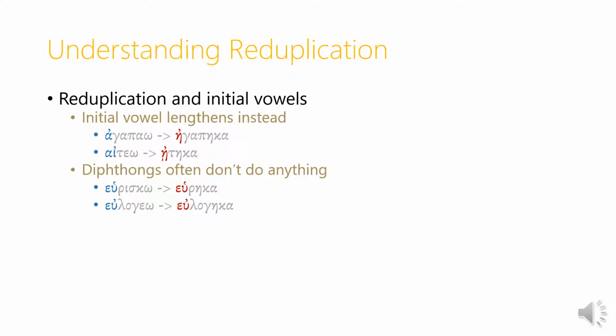So the present heurisco becomes the perfect heureka. There's no difference in the hu initial diphthong. Or eulogeo, I bless, becomes in the perfect eulogeka. Again, no change, no lengthening or reduplication of the diphthong.